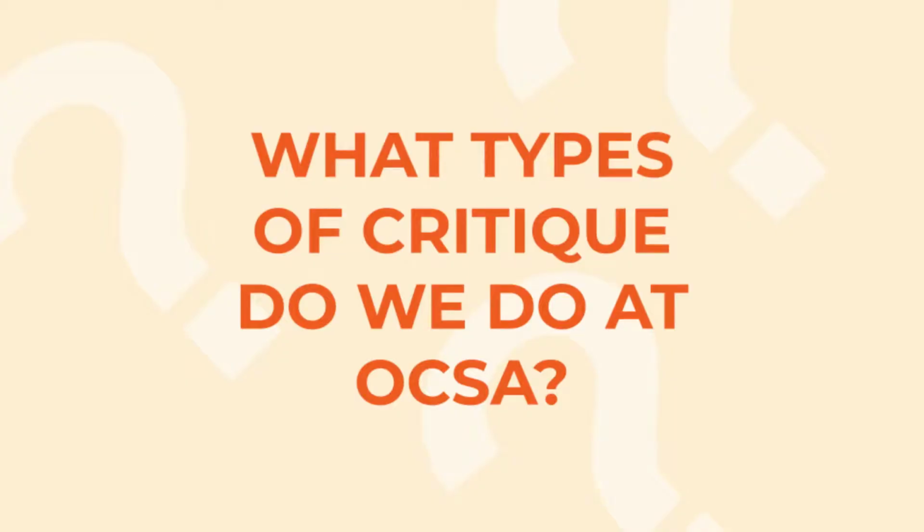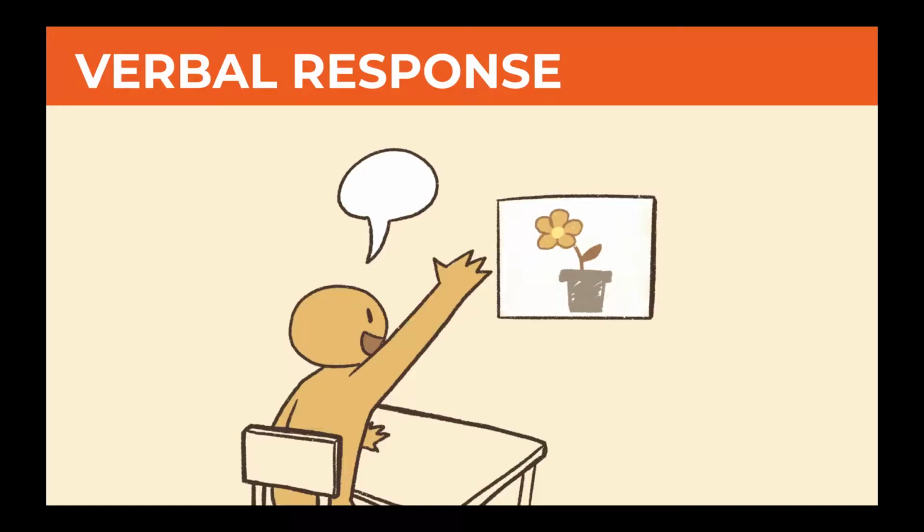Now, you may be wondering, what types of critiques can we expect to do at OSHA? Well, here are some types that you'll see in class. One is the verbal response. This is where the teacher will project an image up on the screen, and the entire class will be invited to do a verbal critique of that piece.